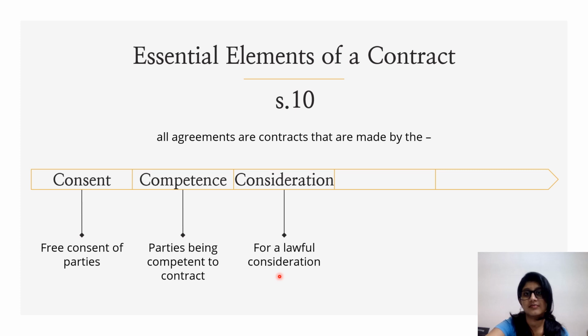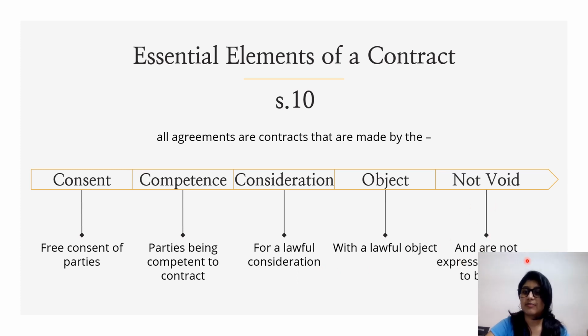You can't say that I will murder someone in return for something, or I will steal this from someone in return for something, or I will force this person to get married to someone in return for something. All of that is not considered lawful. Similarly, the object also has to be lawful. And finally, it must not be expressly declared to be void under any law. So, if all of these things are present, then all these agreements are contracts in the eyes of the law. Provided, of course, that there is a promise, there is an acceptance, and there is a consideration.